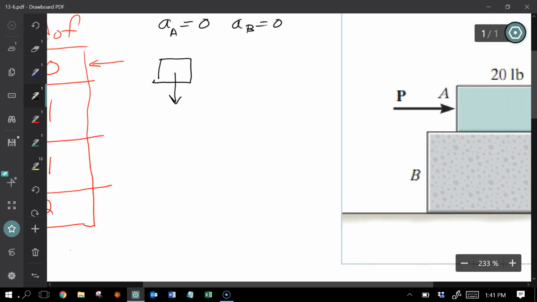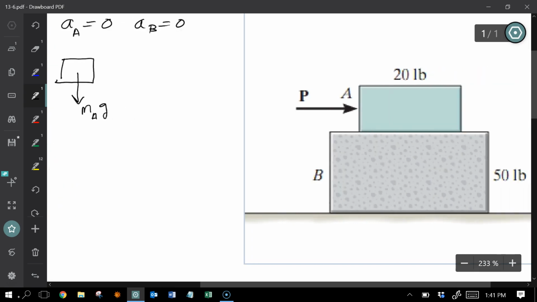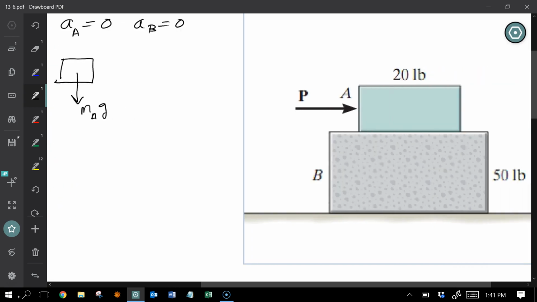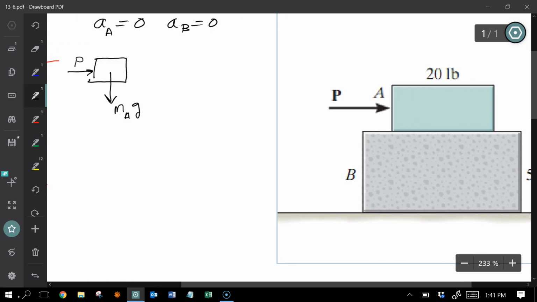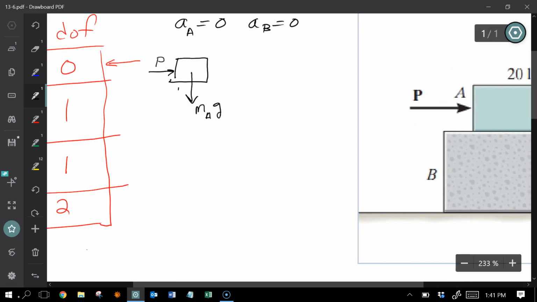Okay. So in this case, you have mass A times G. And then you look for contact. You have this force P, and you also have contact between A and B. So you have a normal force here. We'll call it NA. That's the pressure that's being put onto A. And then you have a friction force.